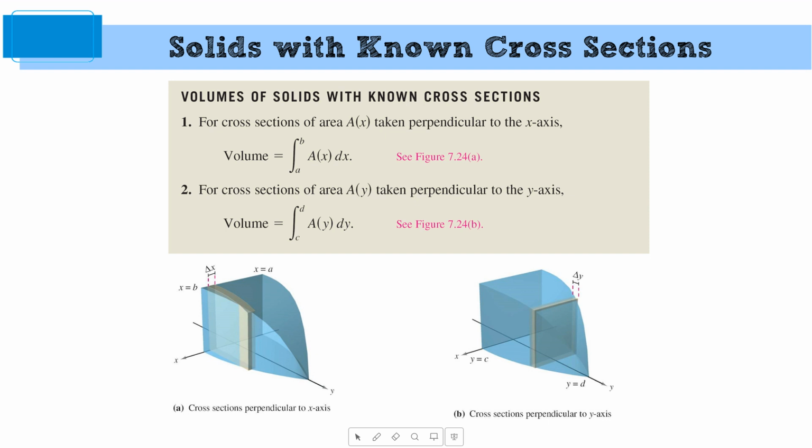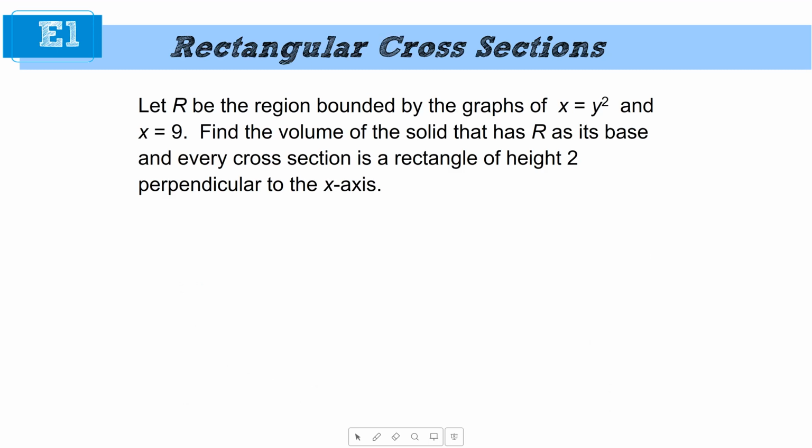Okay, let's see if I can destroy your dreams. Here's our first problem. A circle, we've seen circles already, so let's do something different. I'm going to use a region known as x equals y squared. What does that look like?